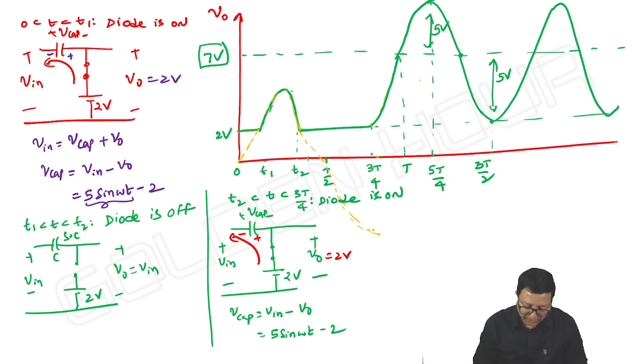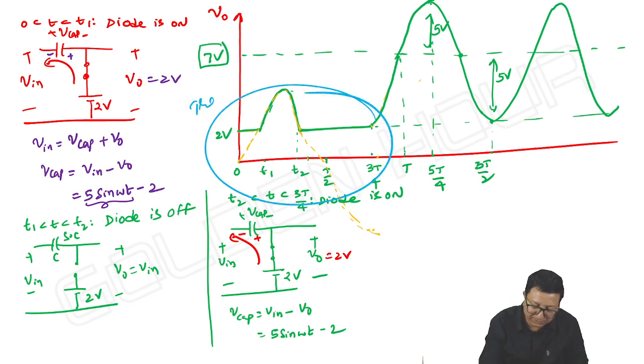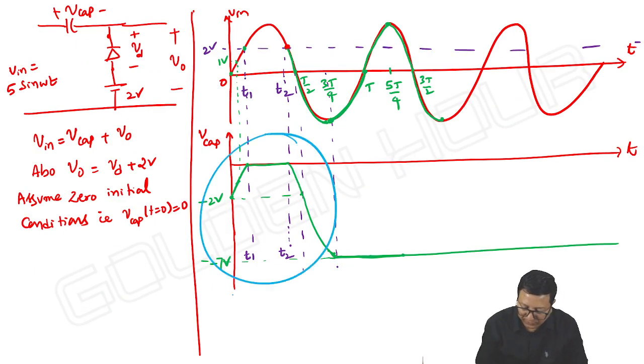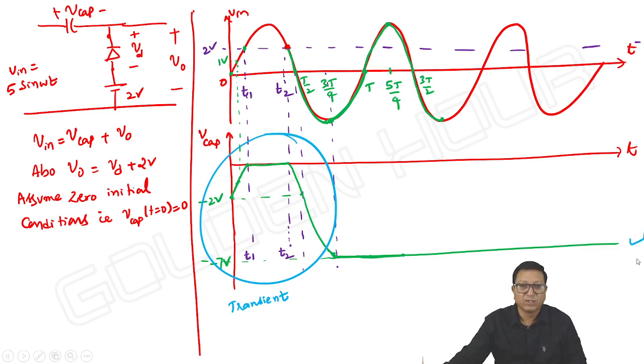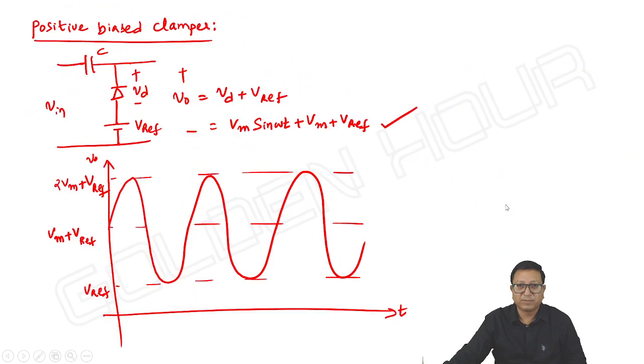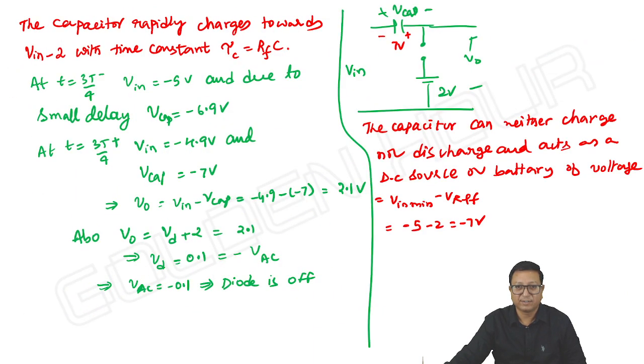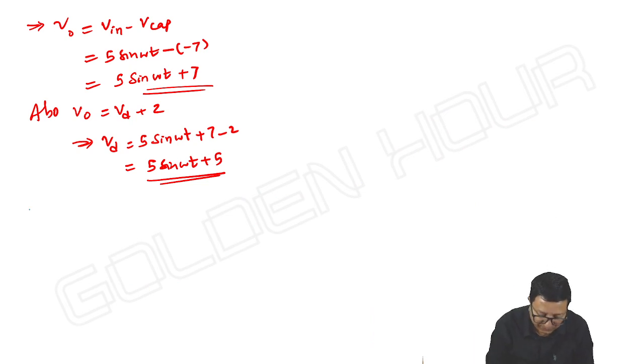That's the meaning. And this whole thing we can take it as the transient response. This is transient. Here also we can take this portion as transient. In steady state, the capacitor voltage is minus 7 volts. Output voltage is 5 sin omega t plus 7. This is what we can write.